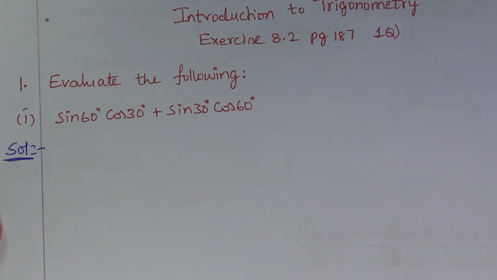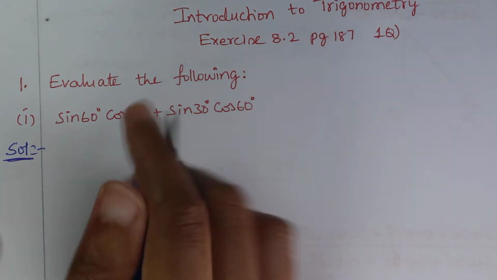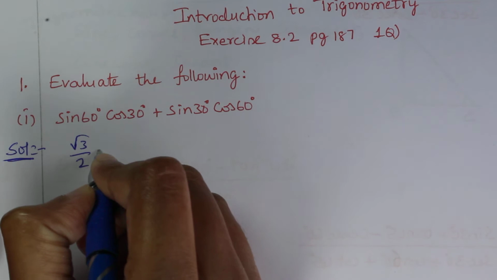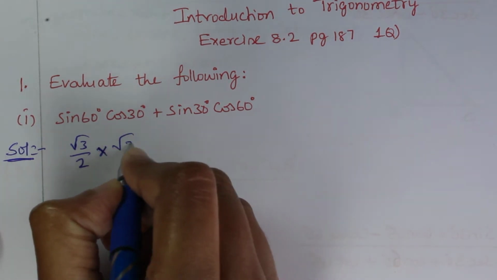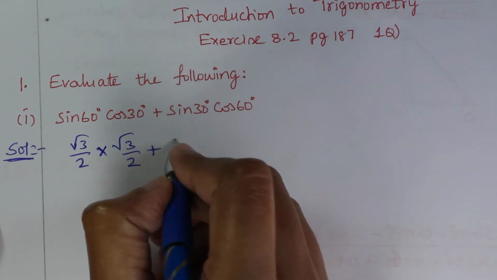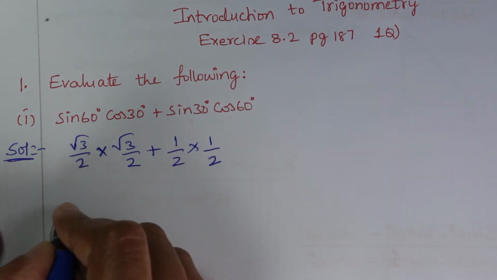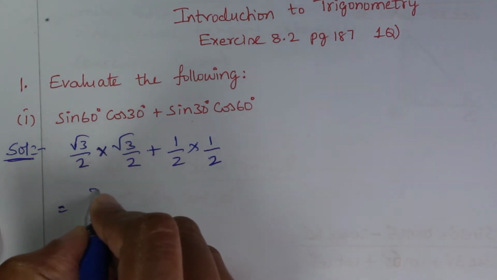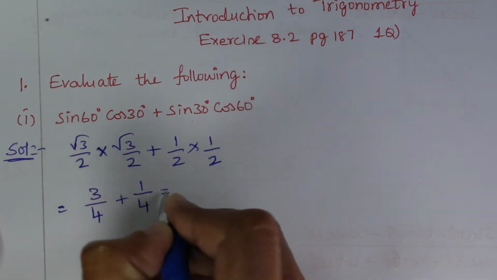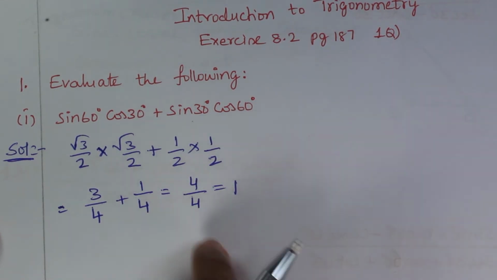So first of all, you should know the values of sin 60, cos 30, sin 30 and cos 60 for solving the problem. What is sin 60 degrees? It is root 3 by 2, into what is cos 30 degrees? It is root 3 by 2, plus what is sin 30 degrees? Half, into cos 60 degrees is 1 by 2. So that is equal to 3 by 4 plus 1 by 4, that is equal to 4 by 4, that is equal to 1. So the answer is 1.